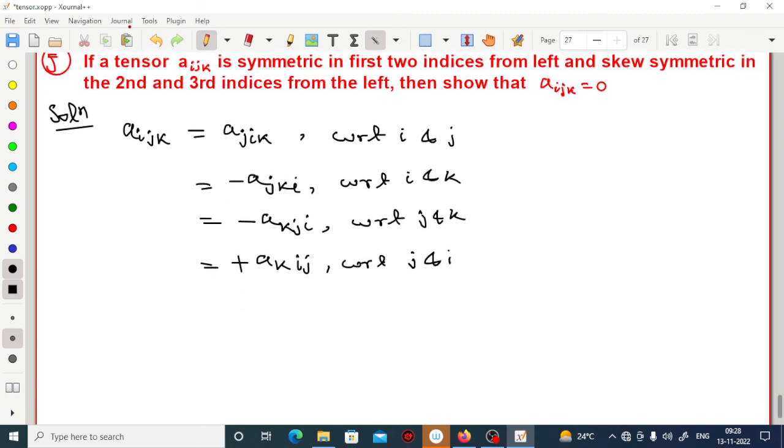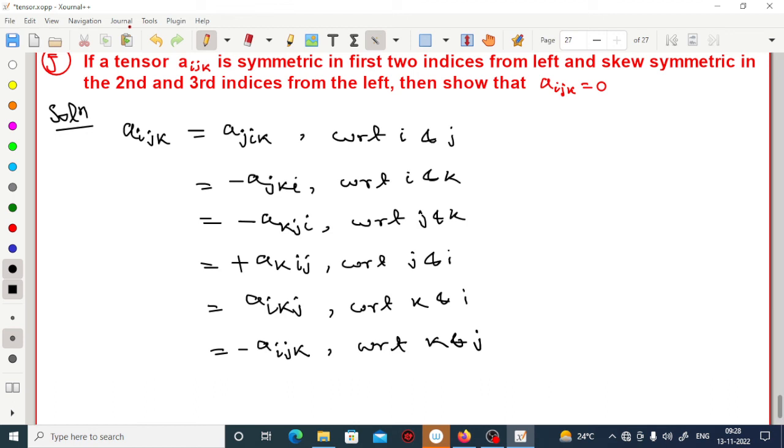Next I will do again between the first and the second, so first and the second is symmetric always, so Ajki, with respect to k and i. And again I will do it with respect to the second and third, so I keep j fixed, and I interchange between k and i, with respect to k and j.